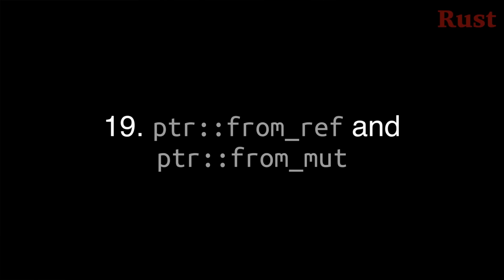Number 19. pointer::from_ref and pointer::from_mut have been stabilized. These functions convert immutable and mutable references, respectively, into raw pointers. These functions are safer than casting to pointers with the as keyword because they will never silently change the type or mutability, which could be a problem when you refactor your code later if you cast with the as keyword.